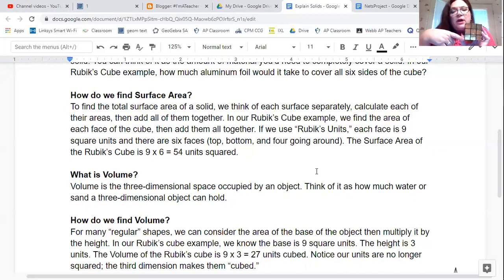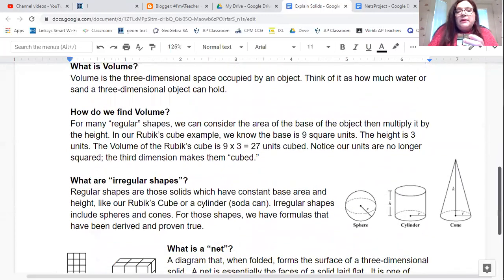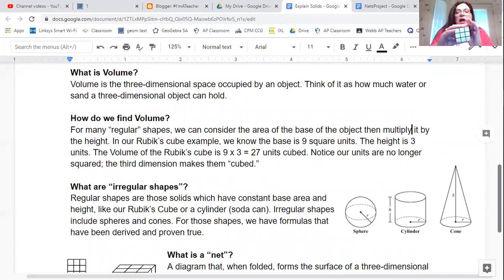But volume gets a little more complicated. First of all, volume is the amount of space a three-dimensional object occupies. How much space does this Rubik's Cube take up in the world? Another way to think of it, I like to think of it, is if I slice the tip top of this off, how much sand or how much water could I put inside this object? Here is another solid.